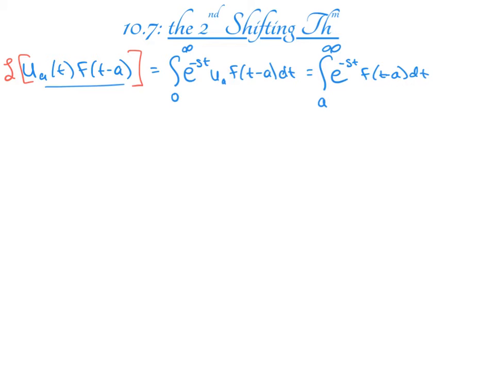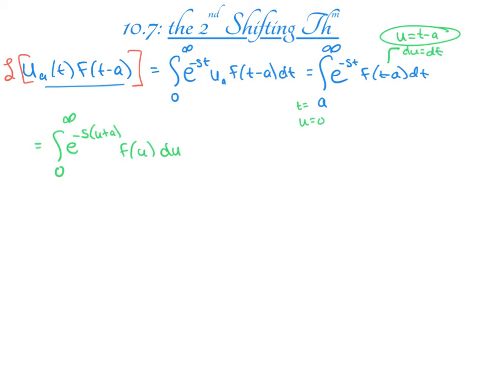Now what I'm going to do here is a u-substitution. I'm going to let u be t minus a. So du is dt. And that means a couple of things. At t equals a, u would be 0. And our integral would turn into the integral from 0 to infinity of e to the negative s times t, where t is equal to u plus a, f of u du, since du was equal to dt.